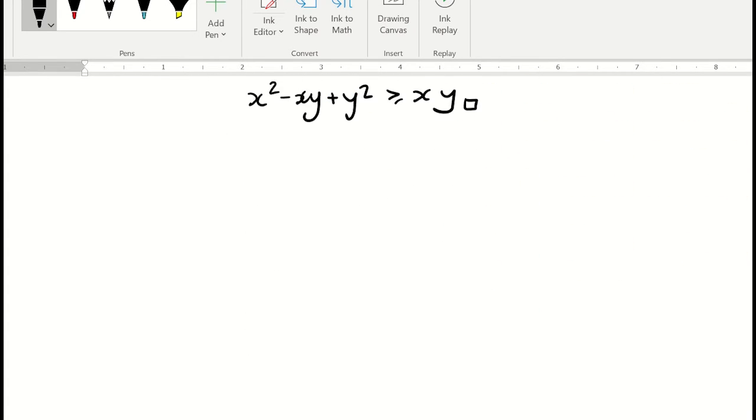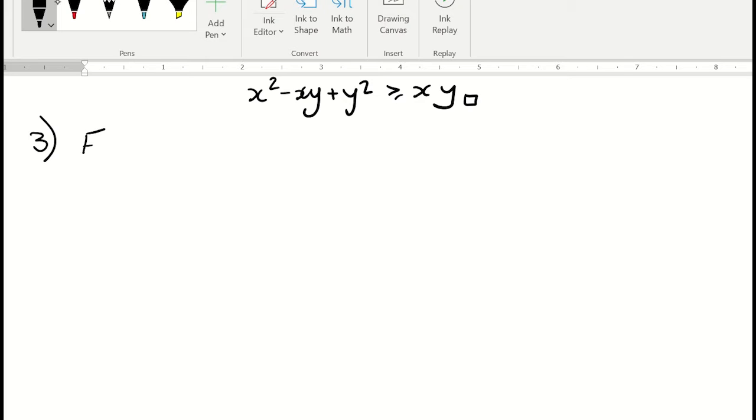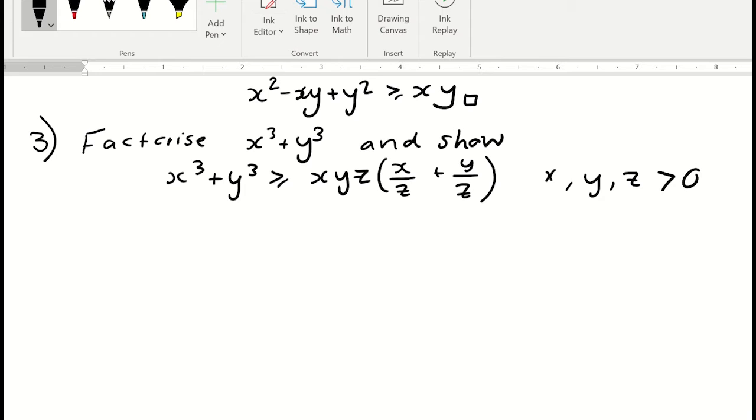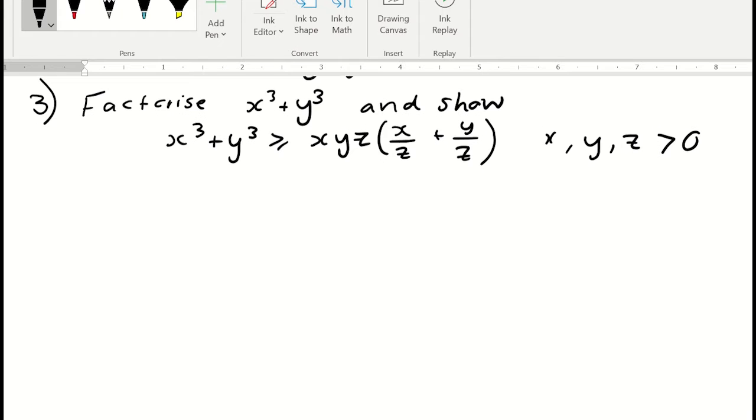Okay, let's do one last one on these. It says factorize x cubed plus y cubed and show x cubed plus y cubed is greater than or equal to xyz times (x over z plus y over z), if x, y and z are bigger than 0, it says. Okay. First thing it asked me to do is factorize those cubes.